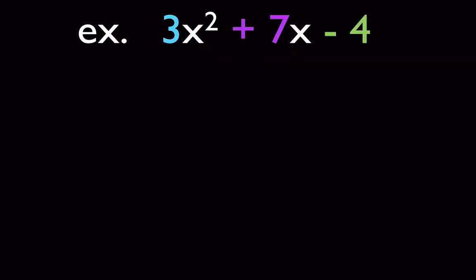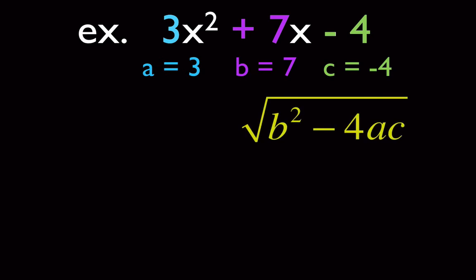Always we have to identify A, B, and C. What I'm going to suggest we do is this. Take the discriminant and do that part first. Here's why. If you get a positive number, then you go forward. Okay, positive number means two solutions, solve the problem.